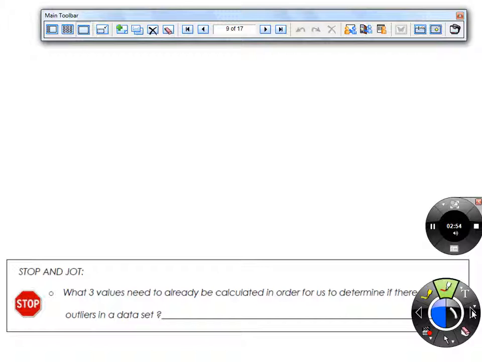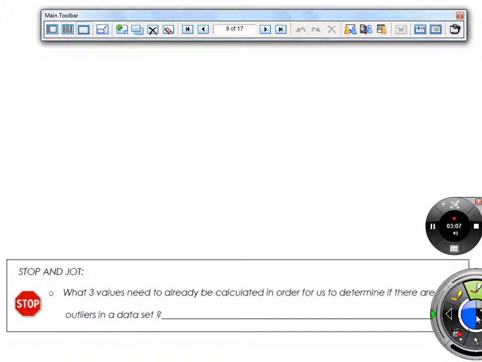So what 3 values are needed? Need to already be calculated for us to determine if something is an outlier. So we just talked about how we would do a calculation to see if something's an outlier. And so this question is, what 3 numbers do you need to have picked out from your data in order to do that calculation? So what do you need to determine if something is an outlier?